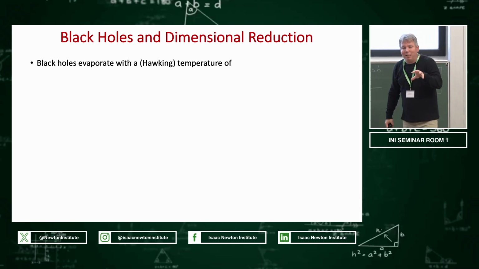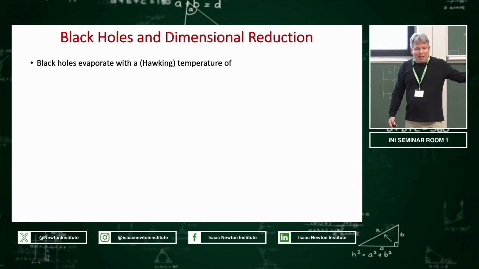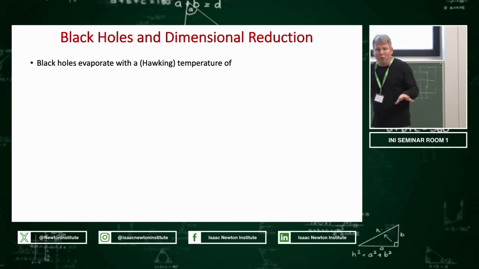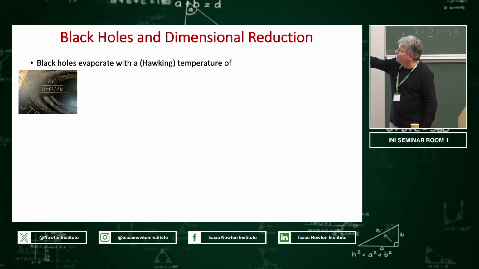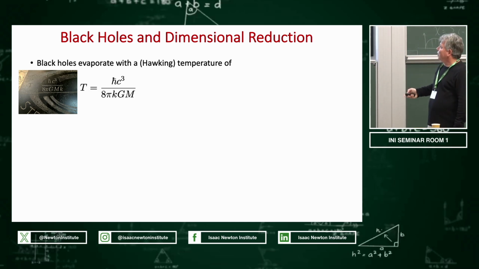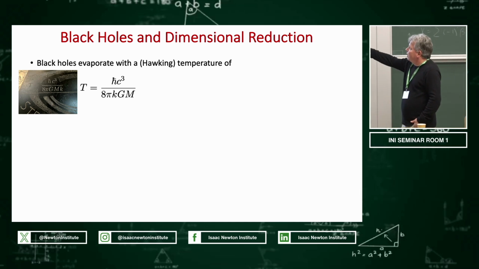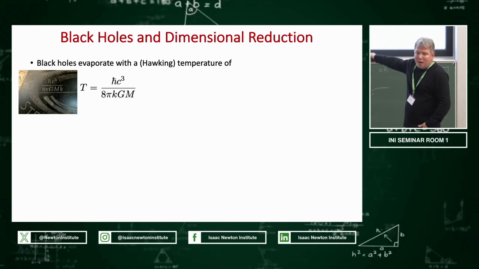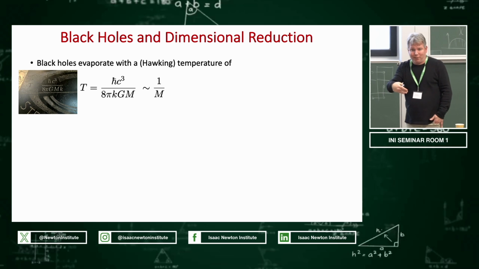Black holes are a key to understanding quantum gravity because, bringing it back to Cambridge, it was Hawking in the 1970s who showed us that black holes could evaporate. And on his gravestone in Westminster Abbey is the equation for Hawking radiation. There's a lot of stuff in here, but the important thing is M. M is the mass of the black hole, and the temperature goes as 1 over the mass.